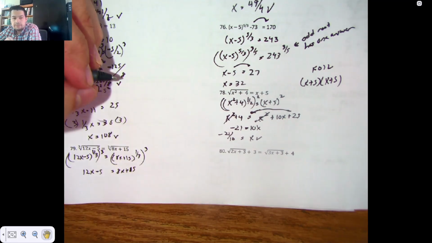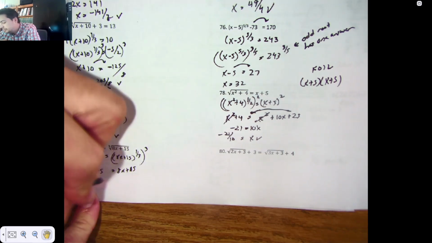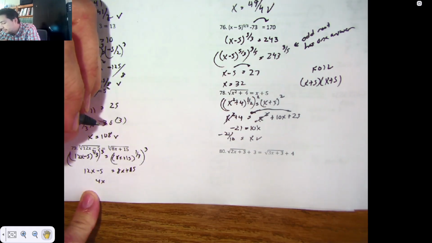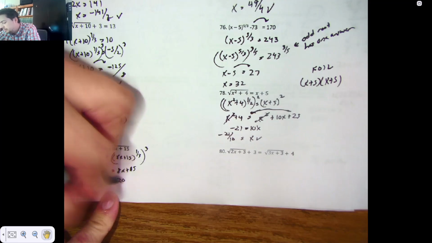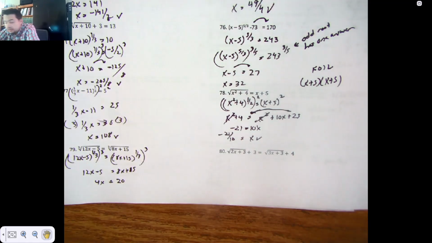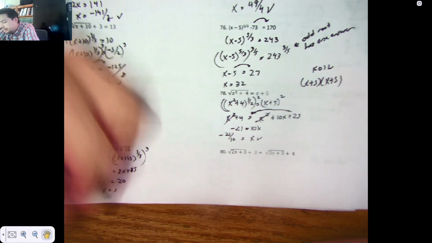X is on one side, numbers on the other. Same old thing you've been doing for half your life. Should get 4x is 20, assuming I can read my own handwriting. And I'll have an x value of 5.